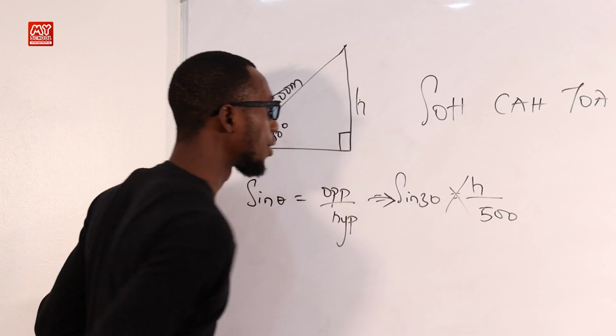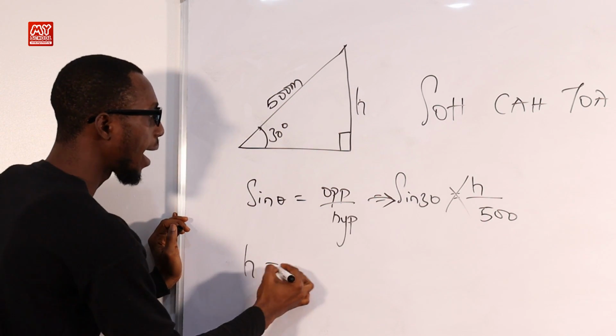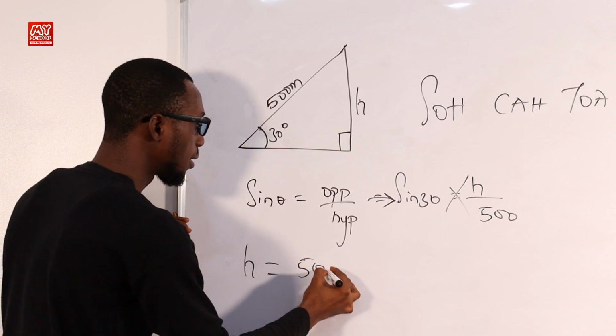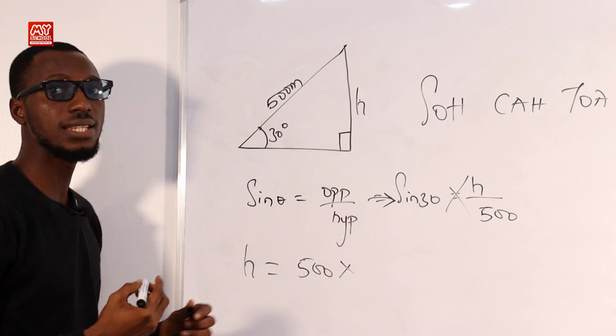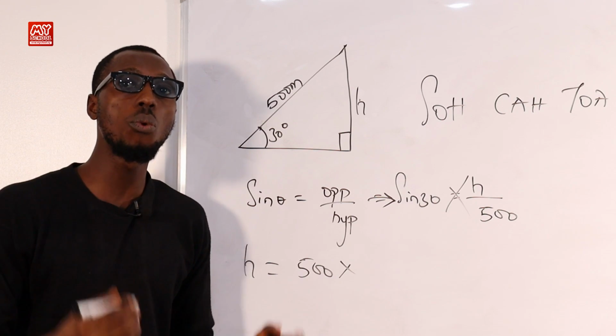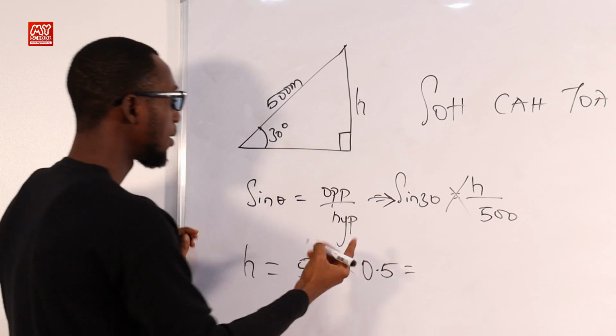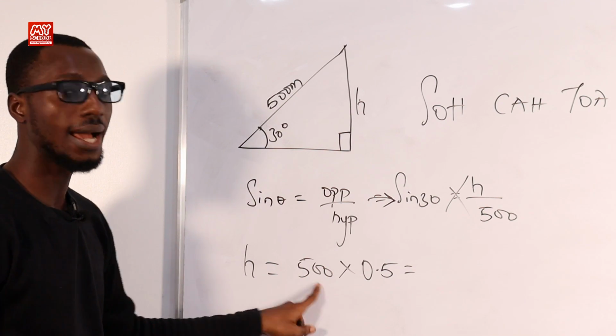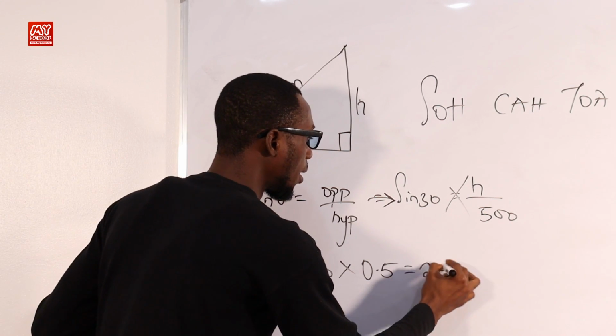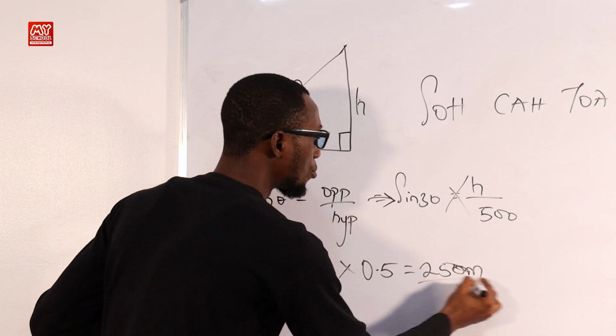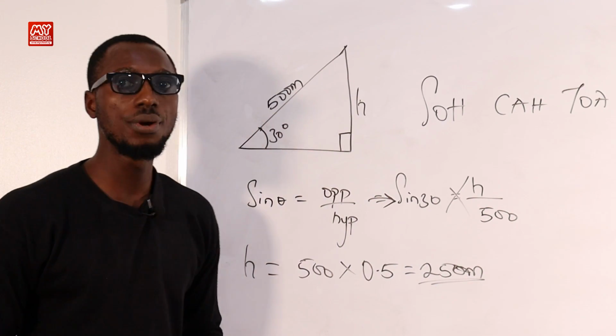So we cross multiply. The vertical height h equals 500 times sine 30. Sine 30 is the same thing as 0.5 or 1 over 2. So that is half of 500, and that is 250 meters. So the man rises through a height of 250 meters.